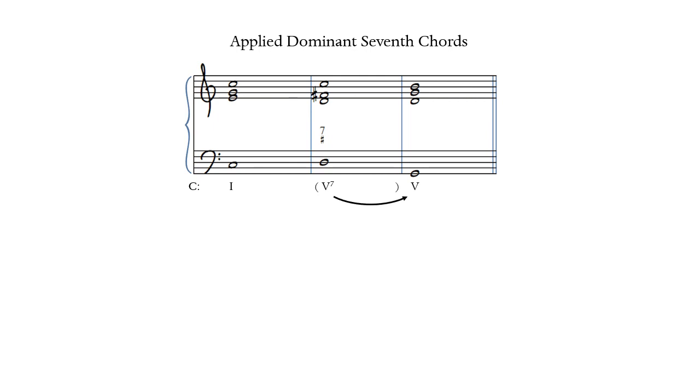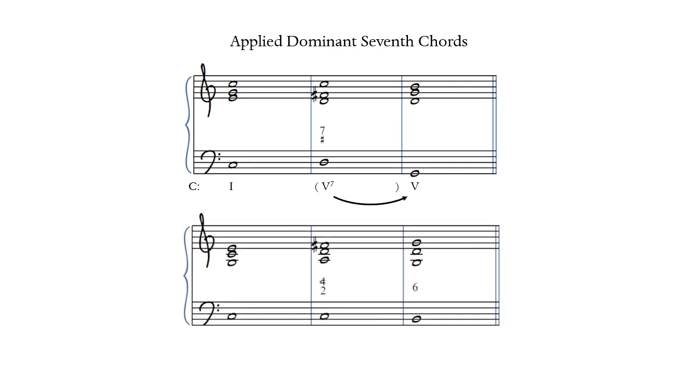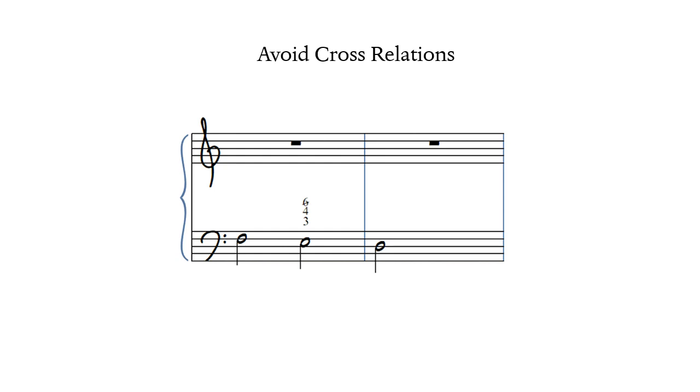Applied dominant sevenths can also occur in inversion, as shown here, and so the possibilities for the different combinations are really far too large to show in a single table. Luckily, the applied dominant seventh chords resolve in exactly the same way that we've studied so far in the video. There's only one new concept to worry about when realizing or composing applied sevenths, and this is that we must avoid chromatic cross relations. Here's an example of an applied 4/3 chord.